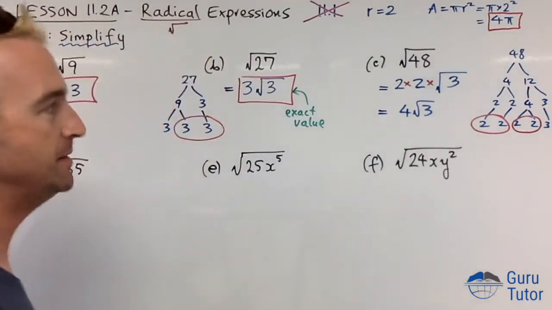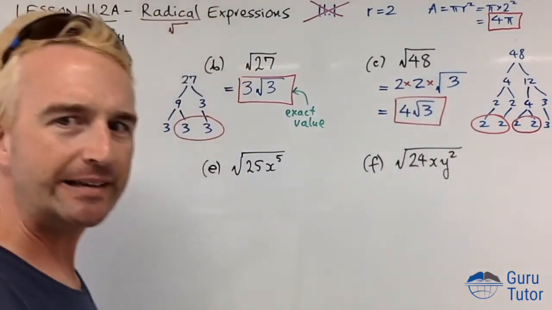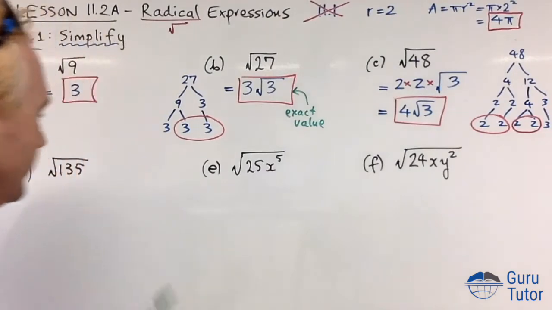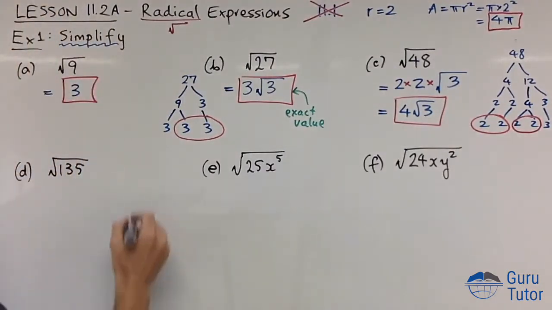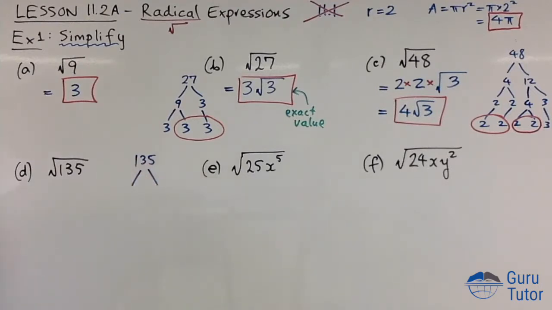That is our simplified exact value of root 48. Getting the hang of it? Let's just do one more larger one. Root 135. Pause me and work ahead if you like. 135. Factor tree there.